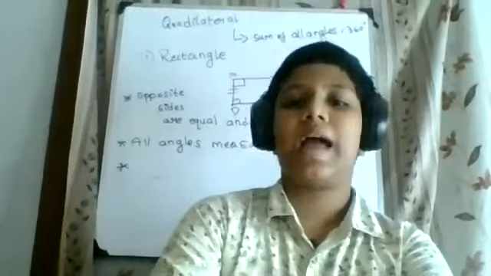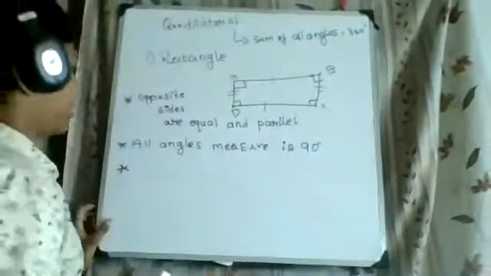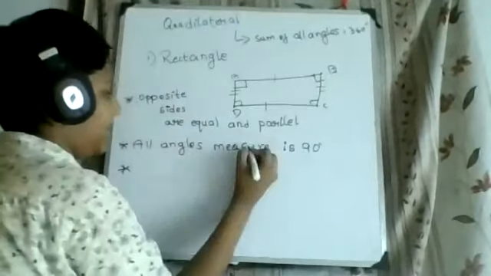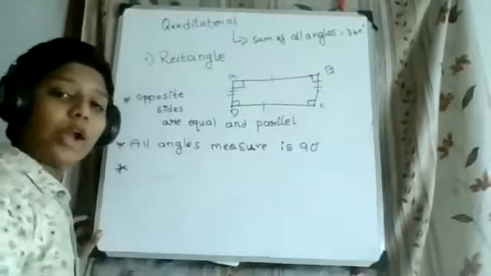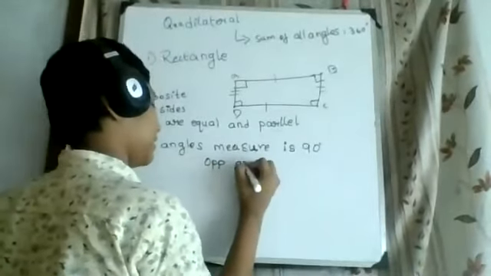In the diagonals, see. Now, see angles. All angles measure 90 degrees. Then what can we tell? Opposite angles are equal.